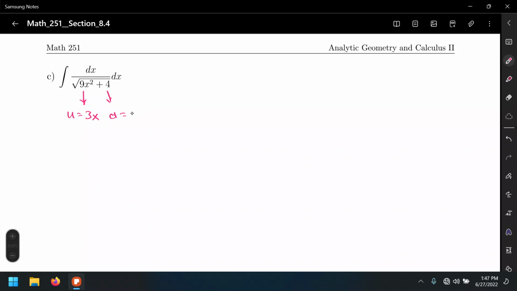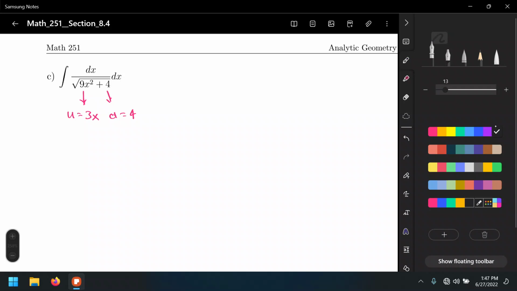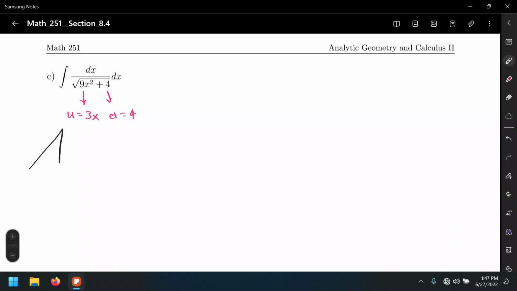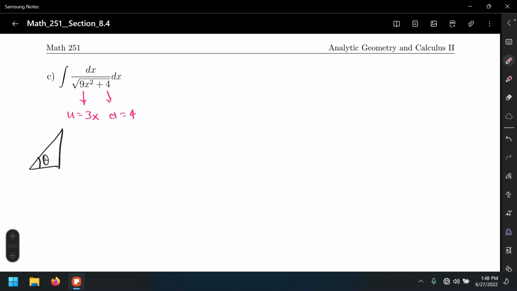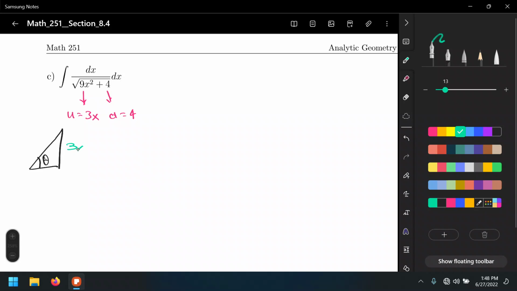So, number 1, let's draw a triangle just the same way that we just did. And label theta to be this acute angle. Again, you have options to label the two sides, but my advice is to have the opposite be the variable one, 3x, and 4. If you want to spend a couple of steps doing the Pythagorean theorem, you should get the square root of 9x squared plus 4.